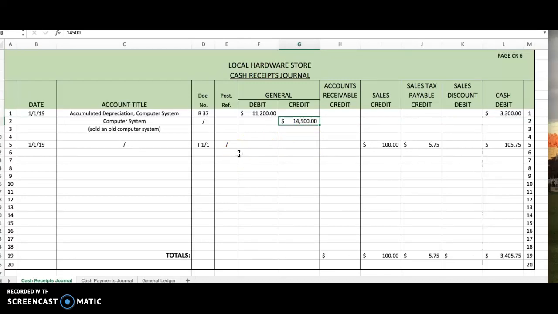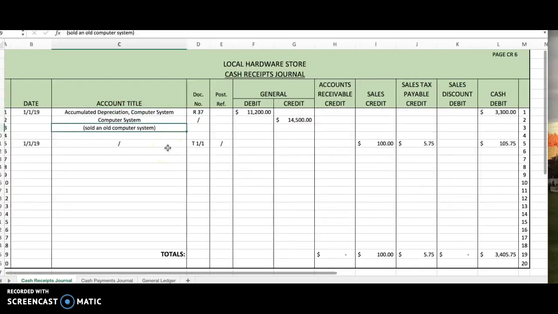2 more quick things about this entry. First of all, we haven't used this recently, but we did back in the general journal. It helps sometimes to put a description of what this is all about. This doesn't have to be there. It's not required, but sometimes it helps to describe what this particular 2-line transaction was all about. So we sold an old computer system, so that's what we put.